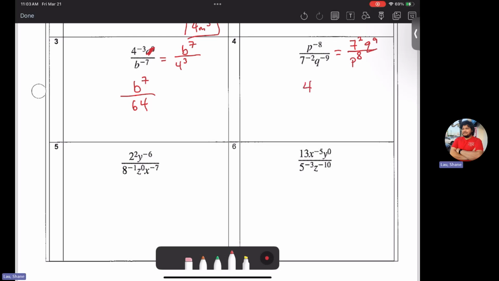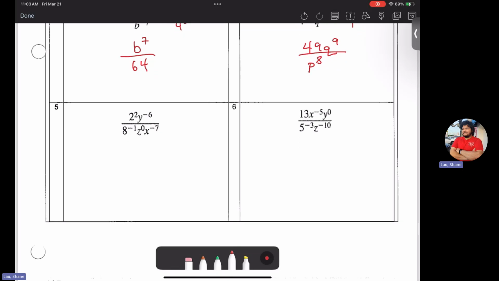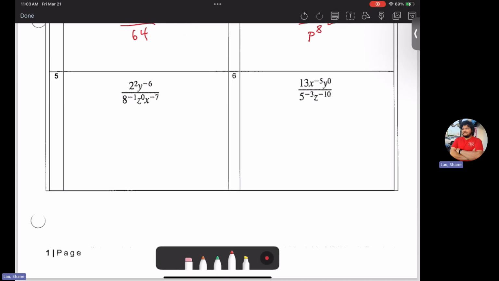7 squared is going to be 49. So 49 q to the 9 over p to the 8. A lot of different looking numbers and letters there. So don't be too confused. Then 5 and 6 are going to be a bit more challenging.